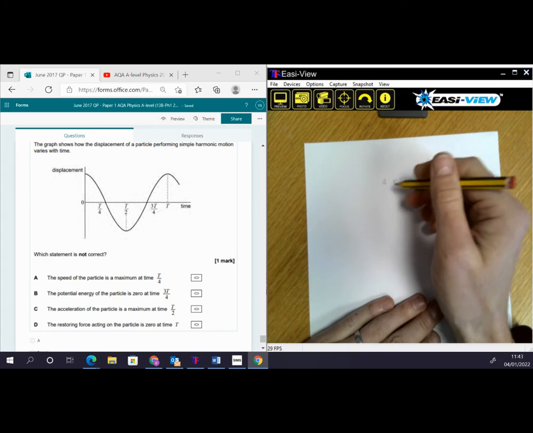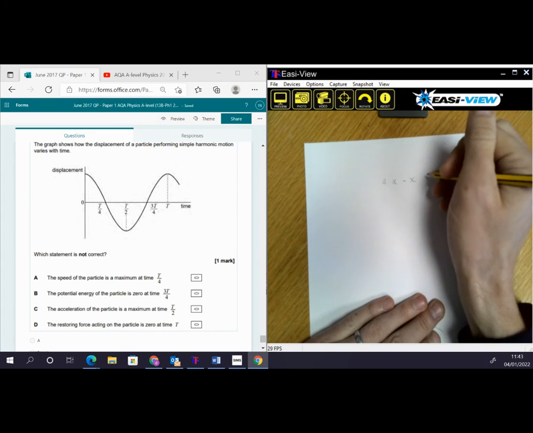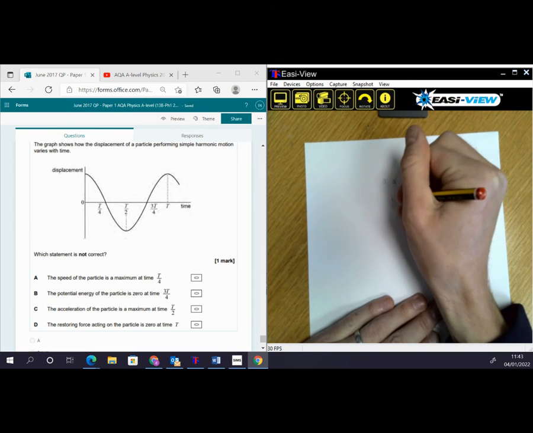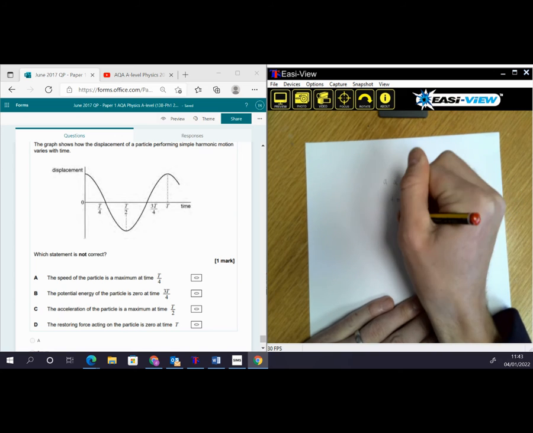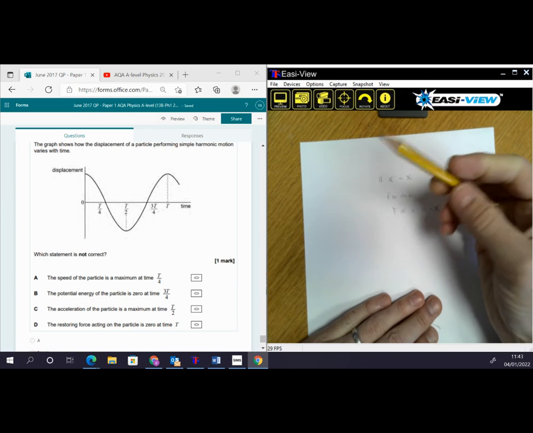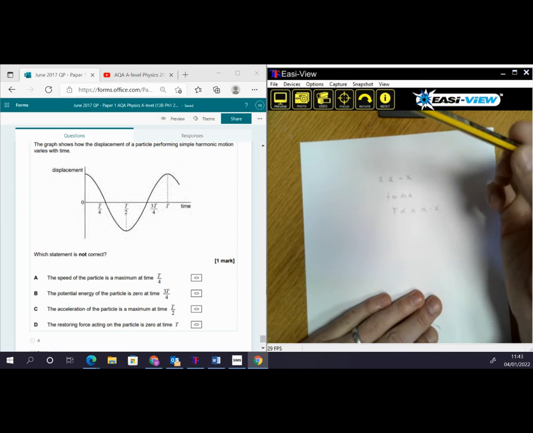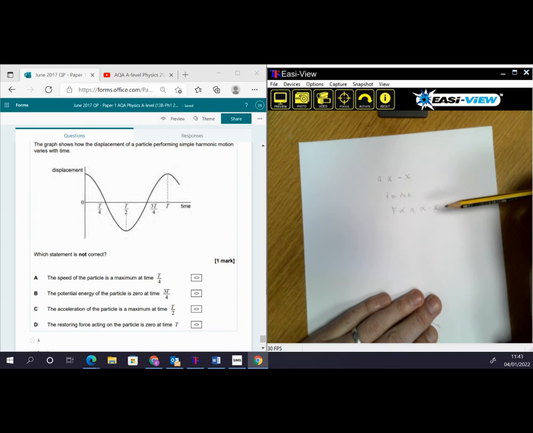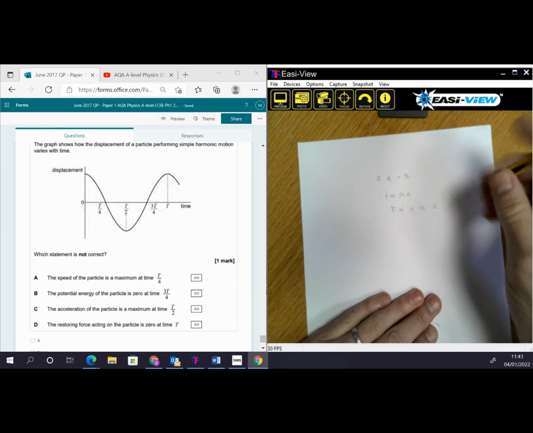Maximum displacement, if A is proportional to the negative of the displacement, it's in the opposite direction. F equals ma, means that F is proportional to A, is proportional to negative displacement. So looking at the graph, at 0, F is a maximum, A is a maximum, displacement's a maximum. At T over 2, it's a negative maximum, so F and A are maximum, but in the opposite direction. So D is the one that's incorrect.